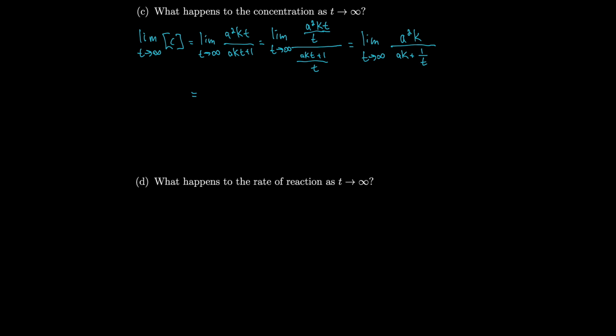Okay, so now we only have t in the denominator of the denominator. So that means that this thing will go to 0 as t goes to infinity. As t gets really, really big, it gets really, really small. So we just have a squared k over ak, so it's just a. So that means that as t goes to infinity, the concentration of the product C becomes equal to a, which is the concentration of the reactants. They were both equal to a.